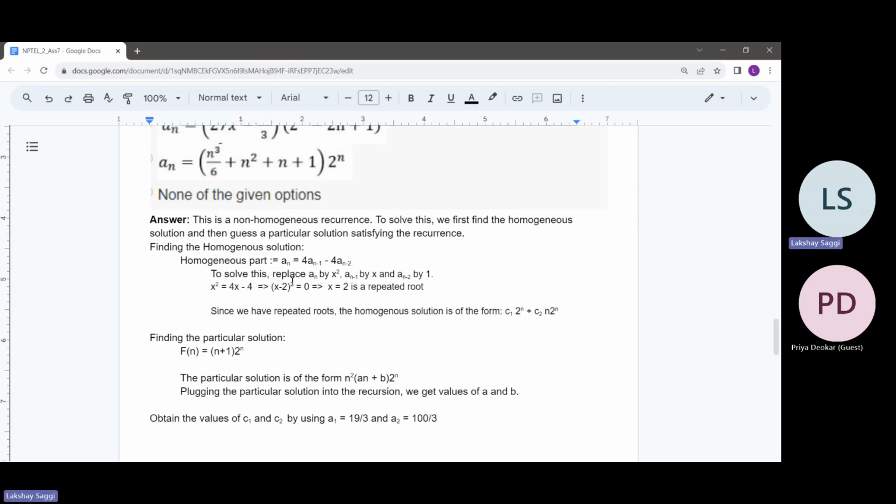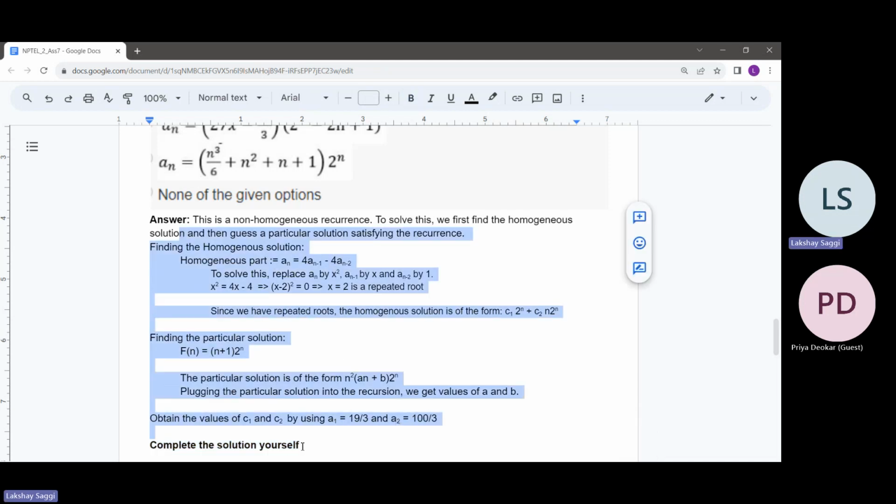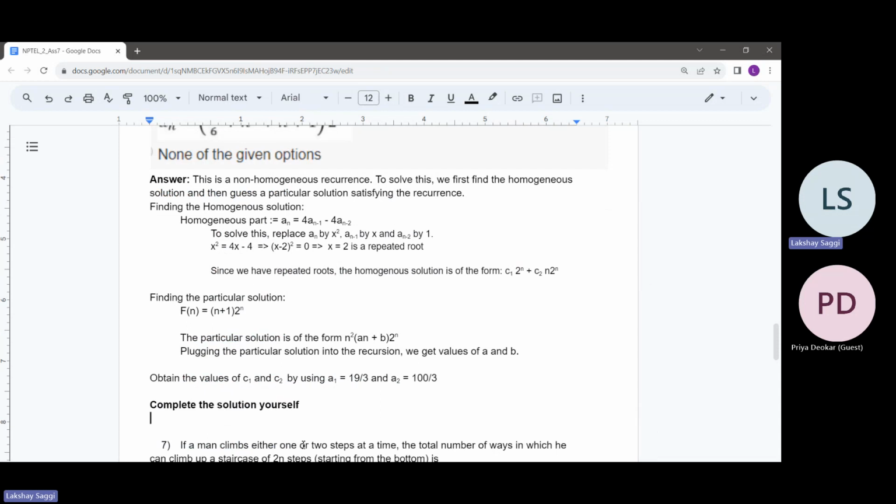I'll just leave you with this question. I've explained the high-level idea, and you should complete the solution yourself. I'll just leave you with the answer.